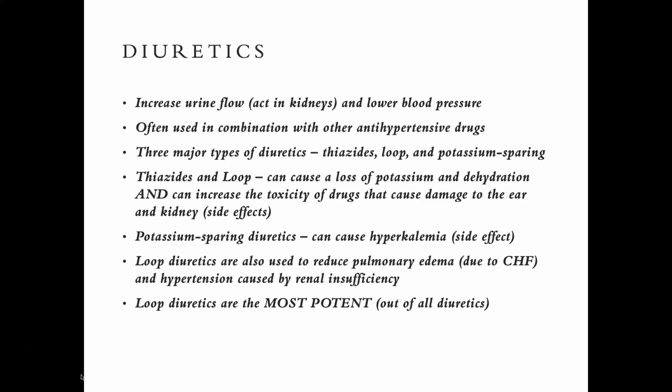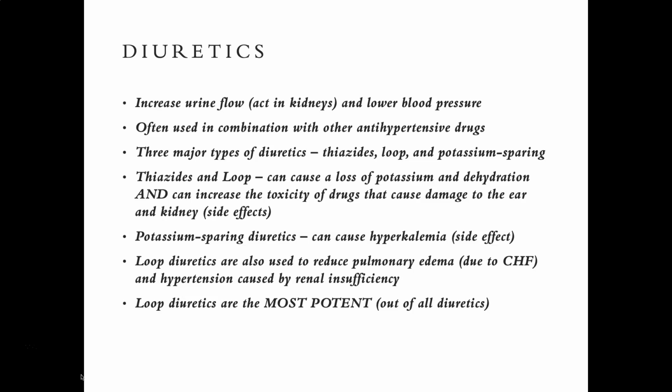The three major types of diuretics are thiazides, loop diuretics, and potassium-sparing diuretics. Thiazides and loop diuretics can cause a loss of potassium and dehydration. Potassium-sparing diuretics do not cause a loss of potassium, but if they are overused, they can cause an excess of potassium, which is known as hyperkalemia.